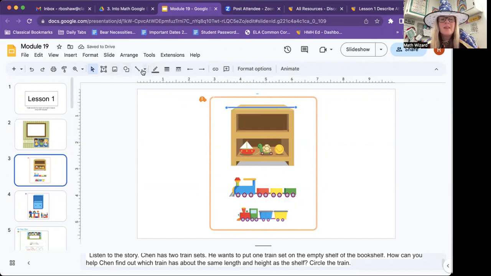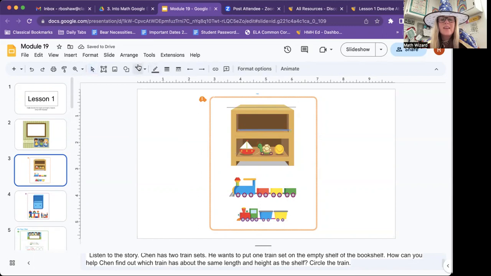Let's see about the length of the other train. We'll go from one end. Remember, it's the distance from one end to the other. Let's see if that one will fit. What do you think? It'll fit just barely, right?